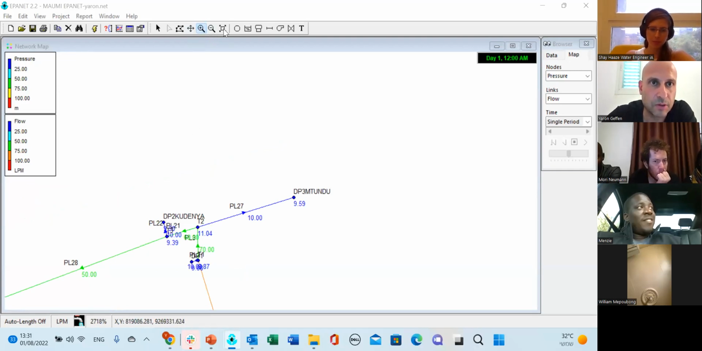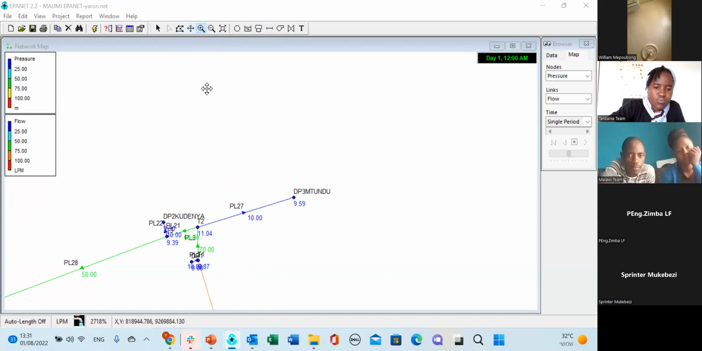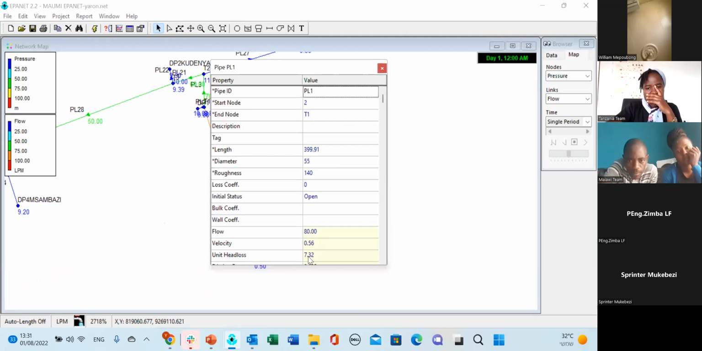Because we have here a 63 millimeter pipe, and it has to convey 80 liters per minute. So if we see the unit head loss in this pipe, it is 7.3 meters per kilometer. So for 400 meters, it will be about 3 meters. It's not an exact calculation, but it is close enough.